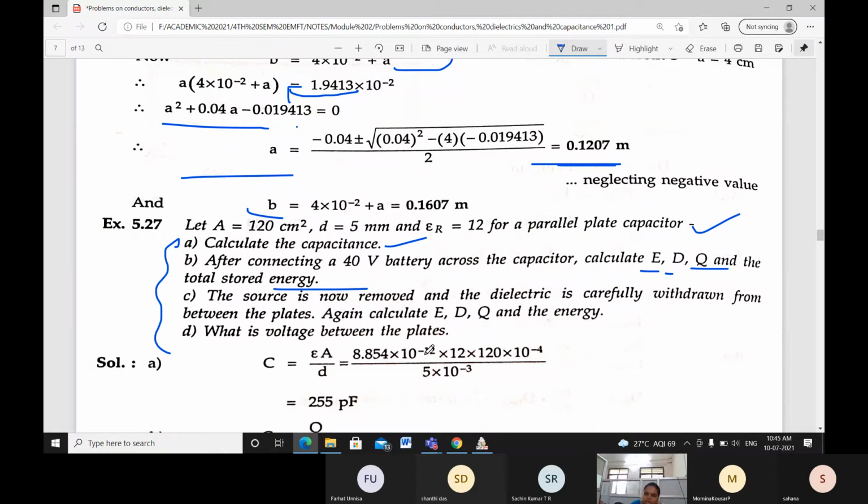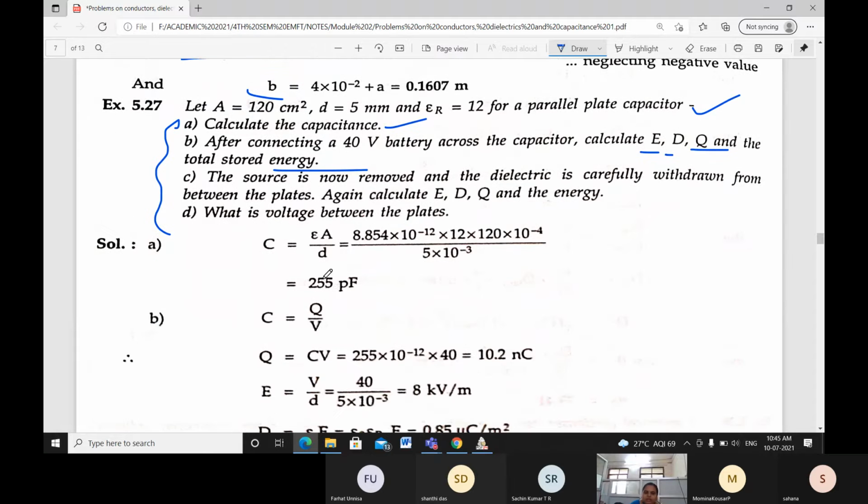Epsilon naught into epsilon r. 12 is given. Then A is already given, 120 centimeter square, and since it is square, go with 10 raised to minus 4. Then divided by 5 into 10 raised to minus 3, that is the distance between the plates. Then you will get 255 picofarads. This we got. Next is what?